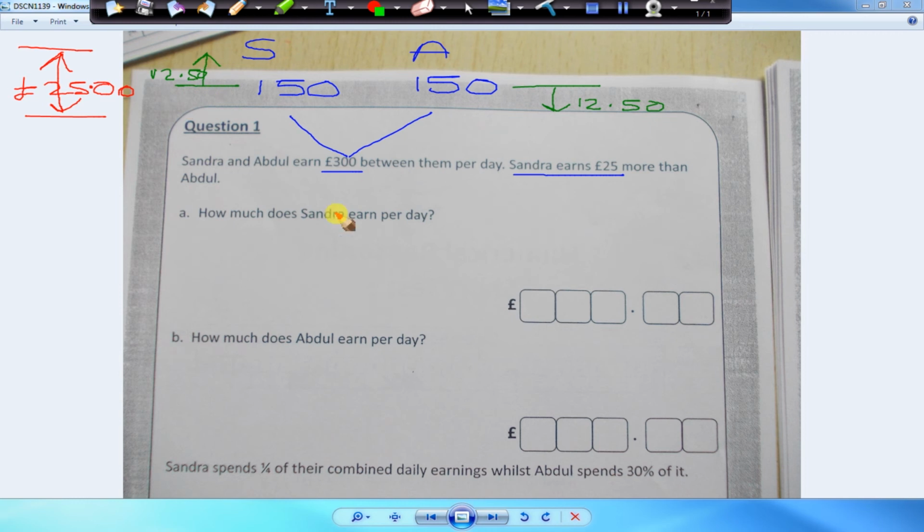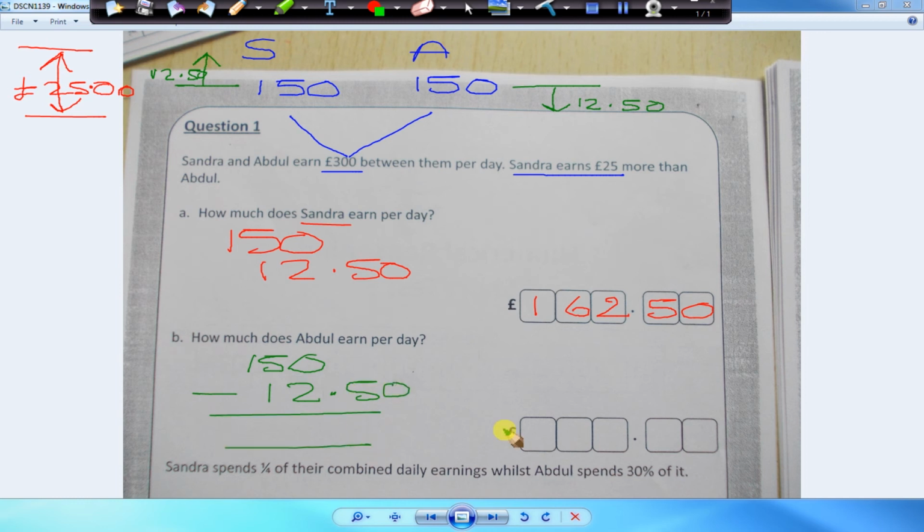So Sandra is going to earn £12.50 more. We take 150 and add to that £12.50, and that gives us a total of £162.50. Let's do the next bit. Now we have Abdul. He started off with 150, his allocation, and then we minus from that £12.50 that we gave to Sandra.